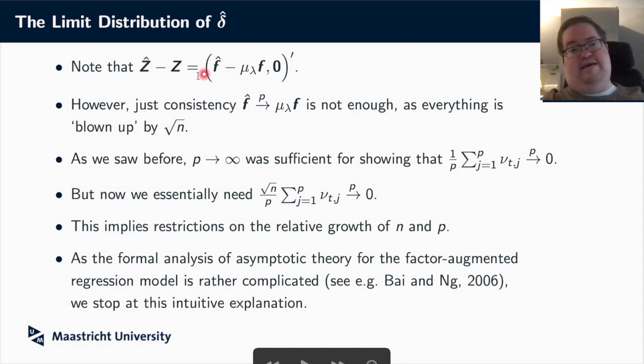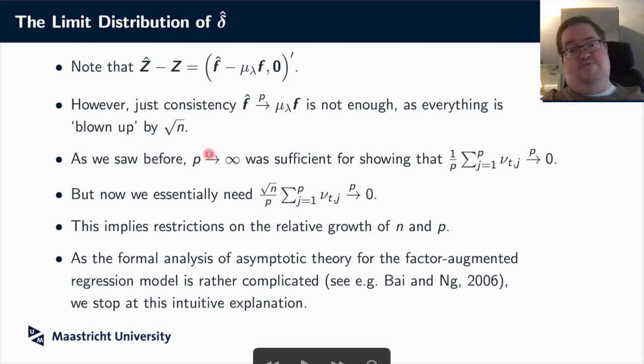So what is z hat minus z? Well, it's nothing more than just the estimated factor minus the true factor. So you might think, okay, well, if I have consistency here, this goes to 0. But since we blow up everything by square root n, we need more than just consistency. We need actually a strong form of consistency, which still applies when we multiply by square root n. So p to infinity is actually not enough.